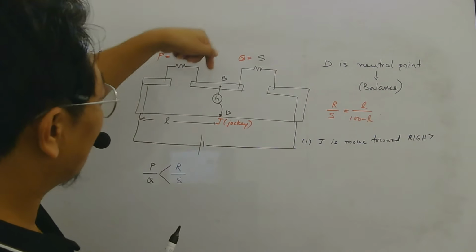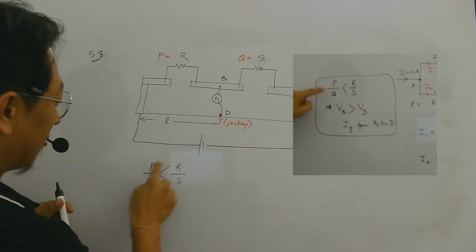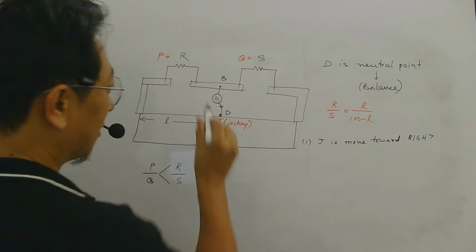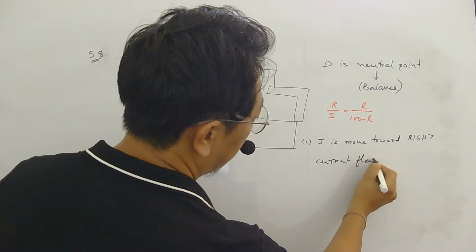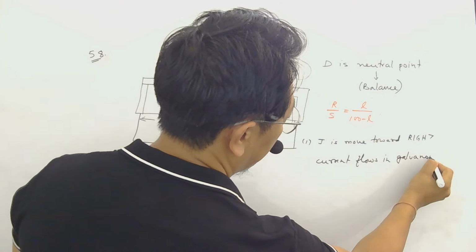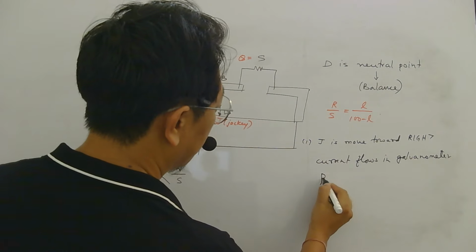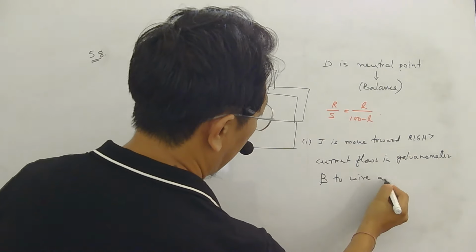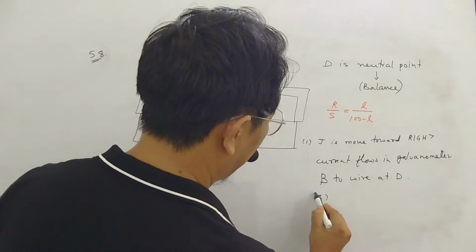So just now I told, if P by Q is less than R by S, then will current flow from B to D or D to B? If you check, you will see that if P by Q is less than R by S, current comes down. Okay, so current flows in the galvanometer from B to the wire at D. So option C will be correct.